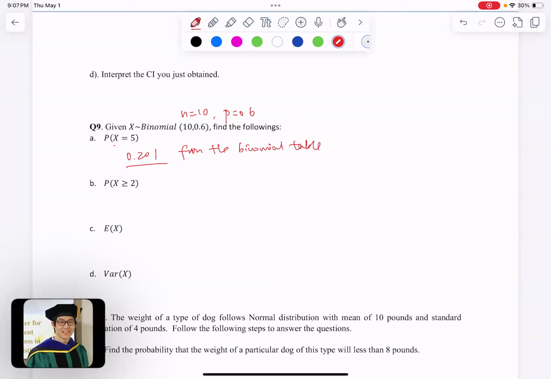For strictly equals, you can also calculate it. That's n choose x, 10 choose 5, times p to the power of 5, times 1 minus p, which is 1 minus 0.6, 0.4, to the power of n minus 5. 10 minus 5 is still 5. So 10 choose 5.